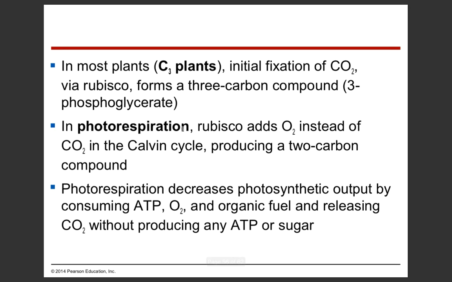So again, photorespiration is when you add oxygen instead of carbon dioxide in the Calvin cycle in order to produce a 2-carbon compound. It's also releasing carbon dioxide here without the production of any ATP or sugar because you've used a lot of ATP and other organic fuels. But if you create any carbon dioxide, then you're still able to do a little bit of the carbon cycle in order to try to put enough carbons together to create some sugar. So this is just a mechanism to make sure that there's still something happening in order to get more energy.